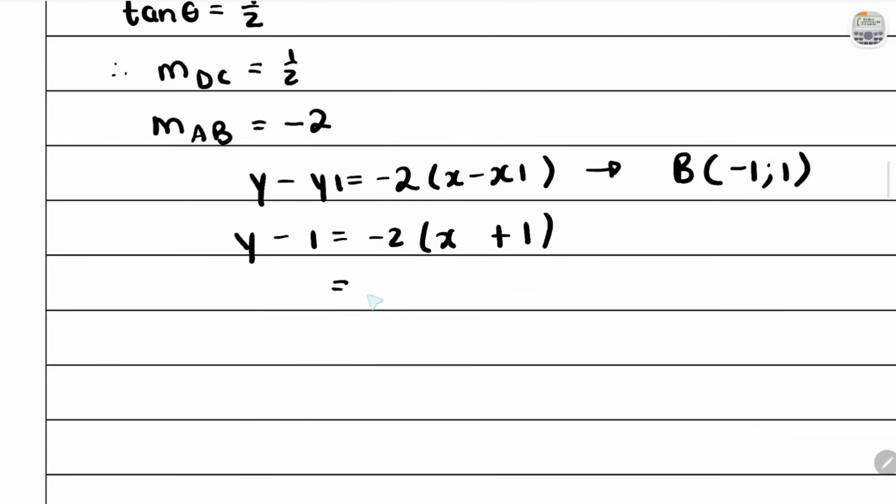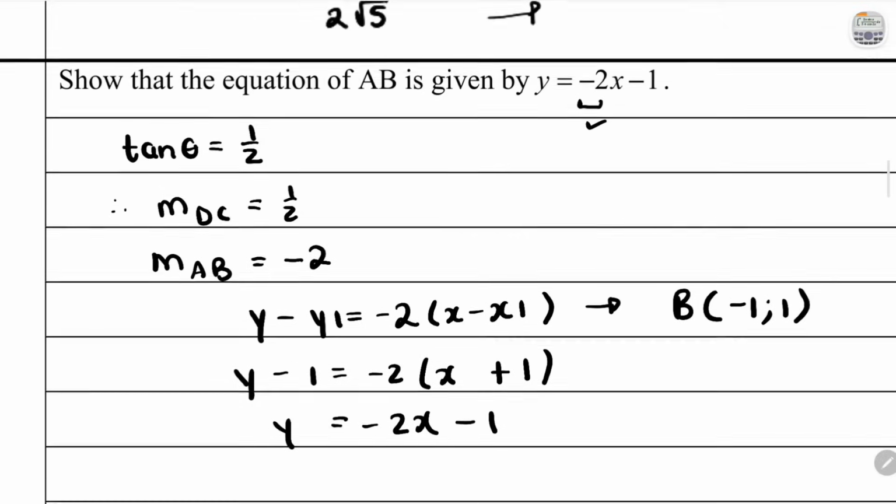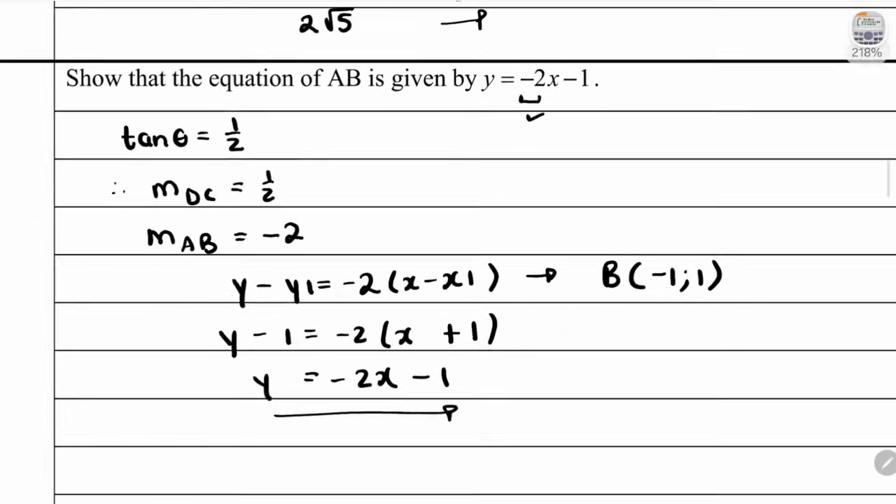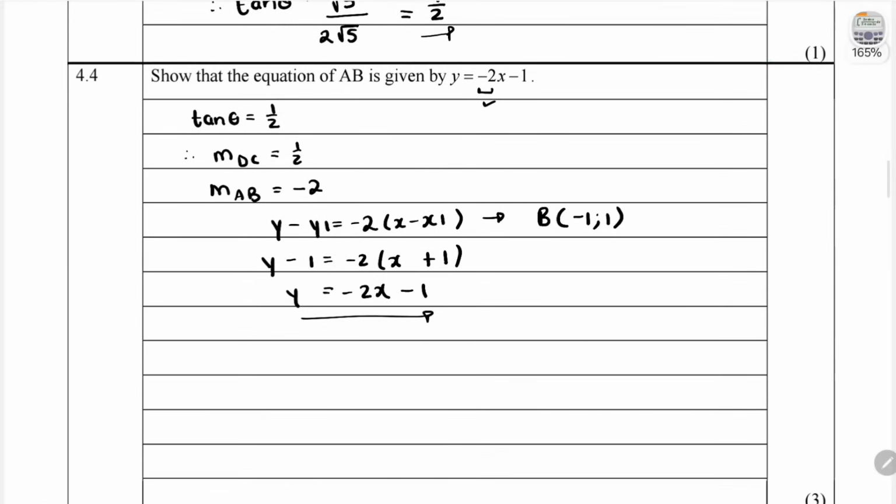So we can distribute here. That's -2x, and that's -2. And when you transpose this -1, it becomes +1. So y is equal to -2x, -2 plus 1 is -1. And there we go. That is the same equation they have. And that is the answer.